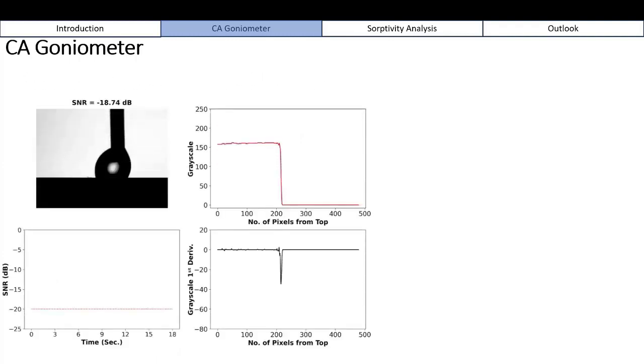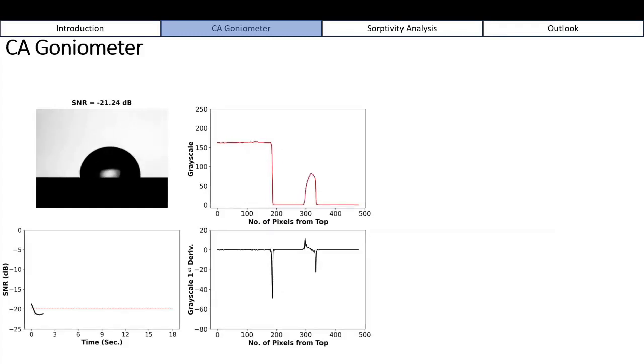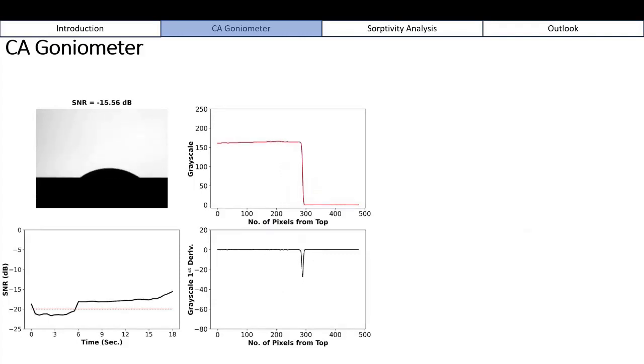So something else I noticed was that when I dispense a droplet on the surface of concrete, it spreads on the surface. So what happens when the droplet spreads on the surface of concrete? The focal distance of the droplet changes. That means the droplet becomes more unfocused. So if I measure the signal to noise ratio, the SNR decreases from negative 20 to negative 15 decibels, which means that the boundaries of my model's input become unfocused.